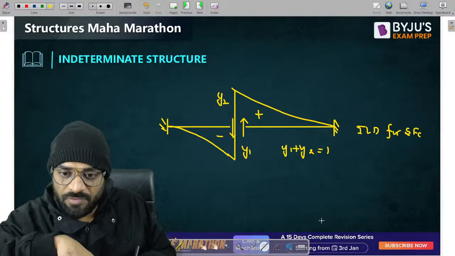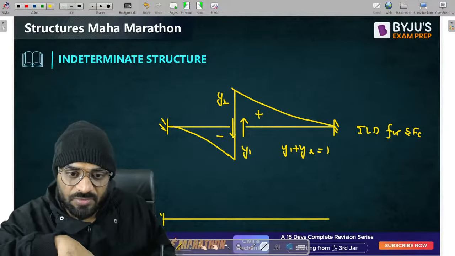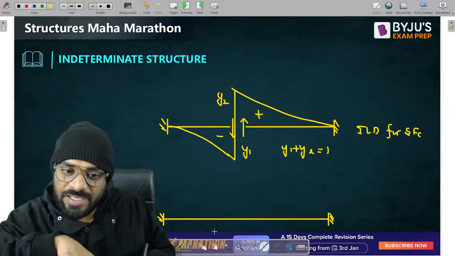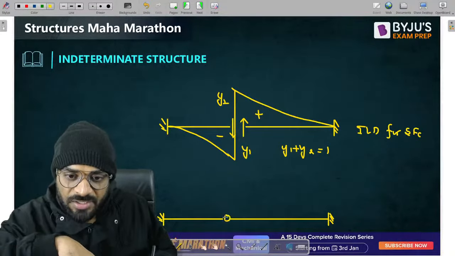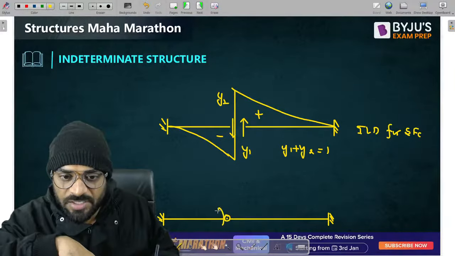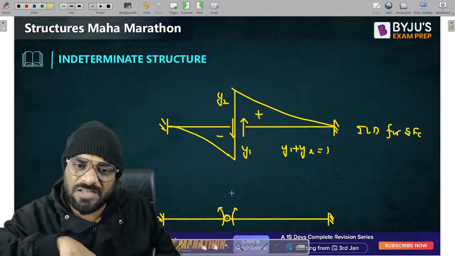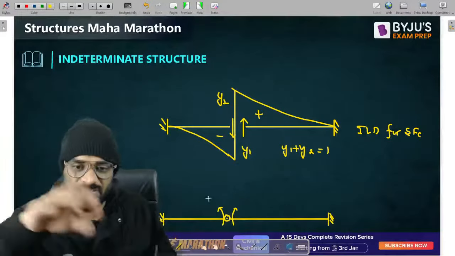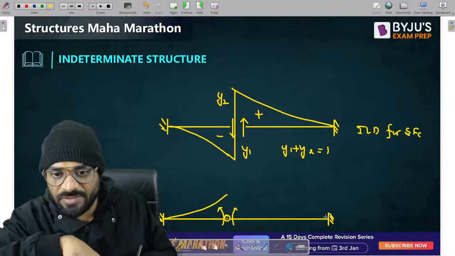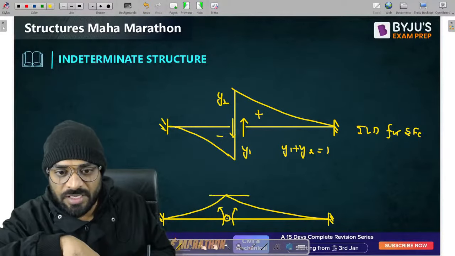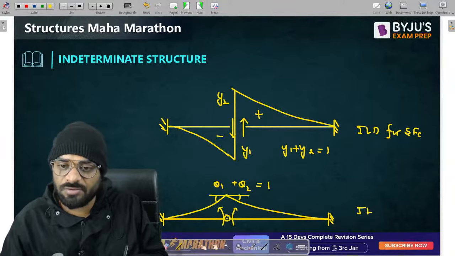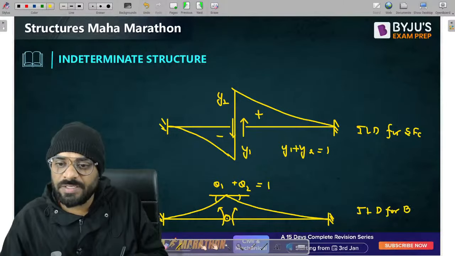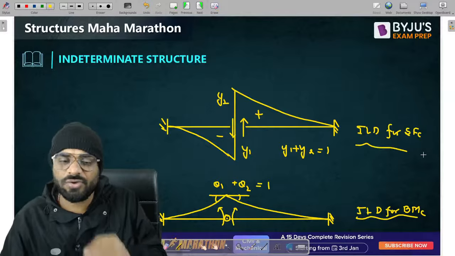Now similarly, if I want to draw the ILD for bending moment at C, what do I need to do? I need to release that reaction by making it a hinge, an internal hinge. After putting our internal hinge, give unit rotation. So this part should be like this, this part should be like this. These are the standard directions which you have to remember for internal reactions. Now this portion will move like this, this portion will move like this. Again, theta 1 and theta 2 addition will be equal to 1. And this is basically our ILD for bending moment at C. Now I think you are able to recall it, right?